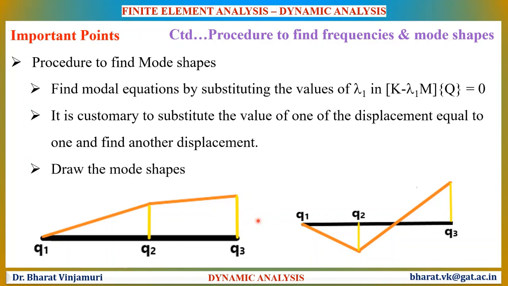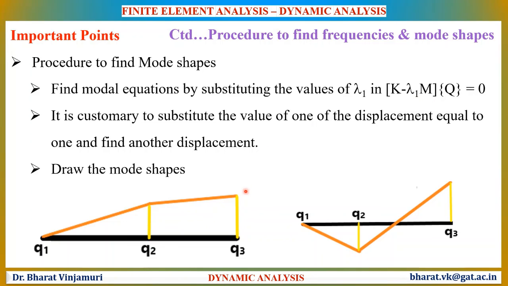Let us now discuss the procedure to find the mode shapes. Final modal equations can be obtained by substituting the values of lambda 1 as well as lambda 2 independently in the following equation.